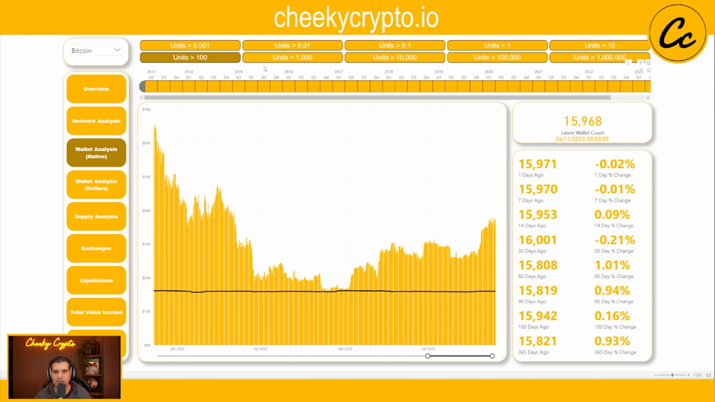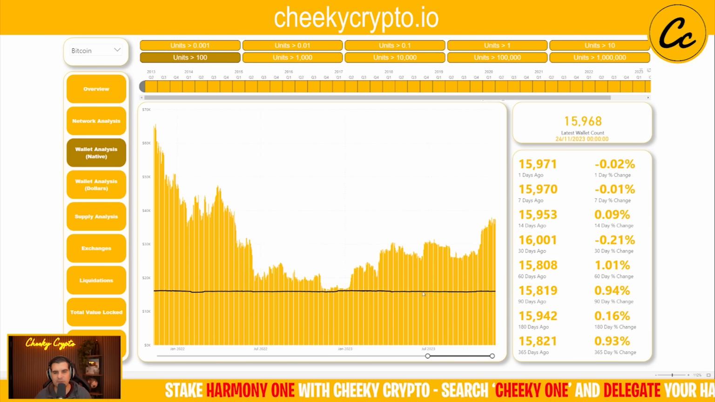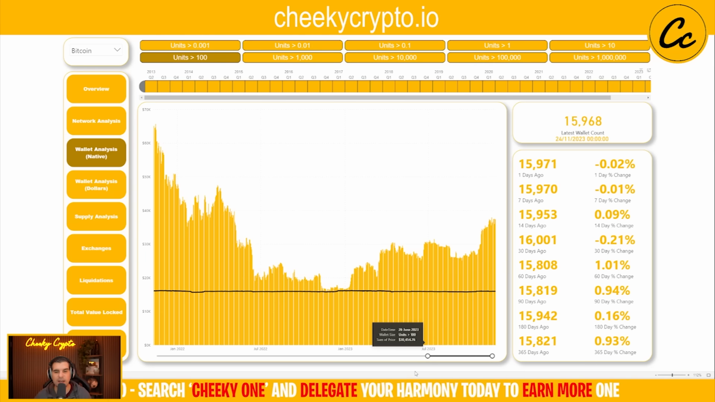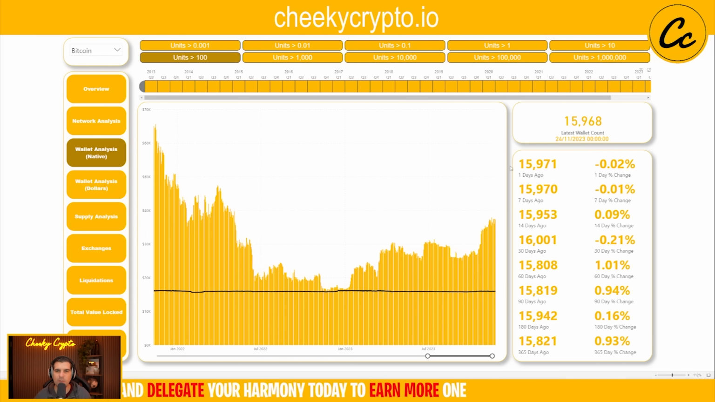100 Bitcoin or more is, I love this chart, your traders. These are your professional level traders. They're in and out all the time. It's so much to the point where you can see here that the number of wallets that have 100 Bitcoin stays pretty flat. It's pretty much a flat line all the way through, and so not much change happens there.